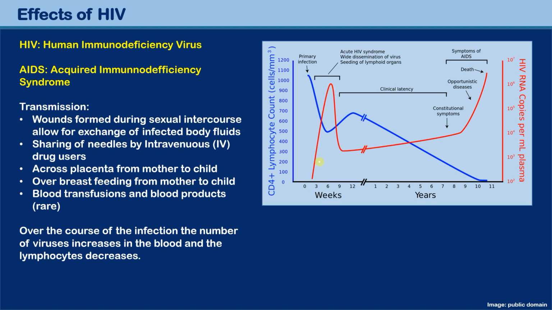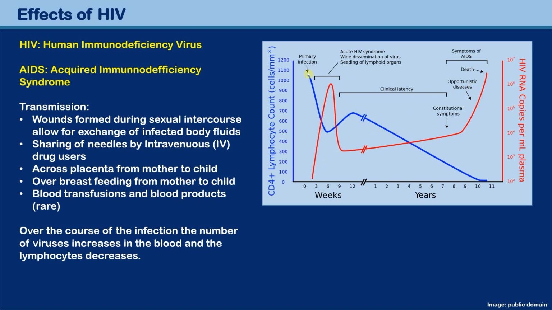Rapid increase in the beginning, peaking over here, then a rapid fall in the virus copies, gradual increase, and at the end a very rapid increase. Overall, you can say that over the course of the infection, the number of viruses goes up.